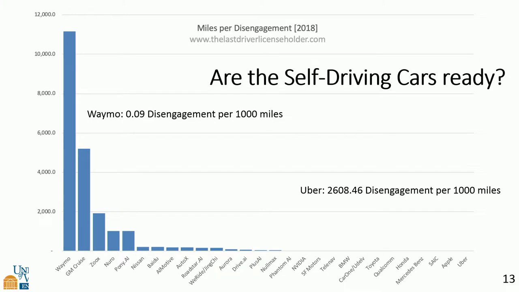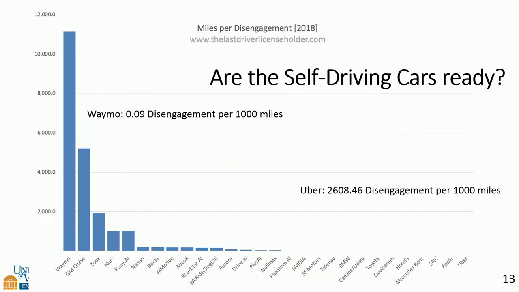Maybe this slide can tell you a little bit, and judgment is based on your own. This is the data from Caltrans. Caltrans actually manages a license to drive automated vehicles. So maybe here Waymo, GM Cruise, Zoox, Nuro, Pony.ai, Nissan, all these names, including Uber, they get a license from Caltrans. Caltrans is the California Department of Transportation.